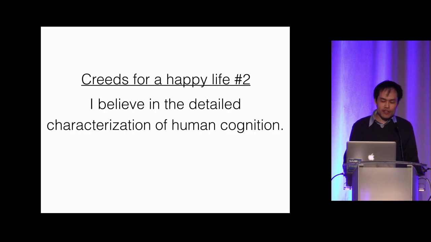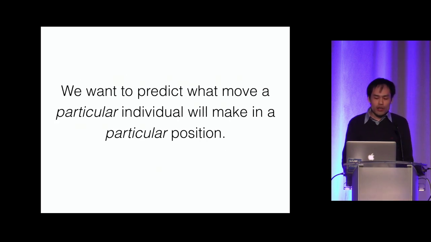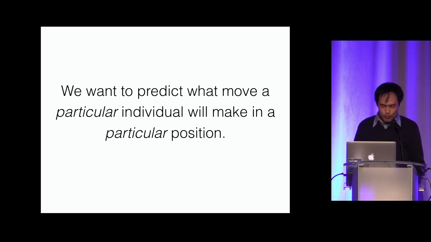Second piece of life advice. I believe in the detailed characterization of human cognition, not something crude like total reward or accuracy or playing strength, which is sometimes overdone in the AI literature. I put it in extra big font, what I mean here. We want to predict what move a particular individual would make in a particular position. It's a pretty ambitious goal.